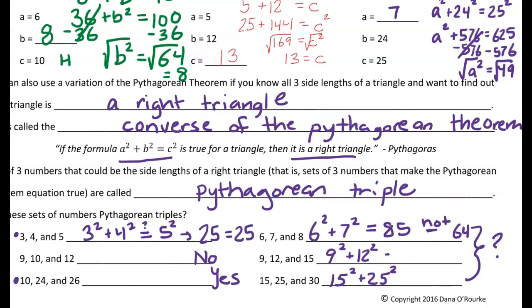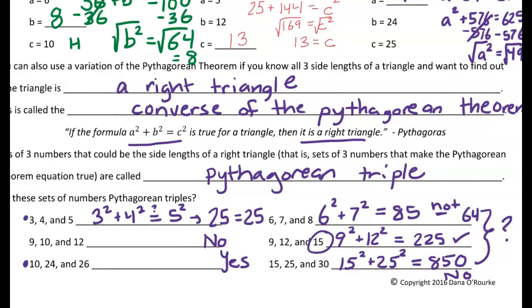When you add these together, you get 225, which in fact is 15 squared. So that's pretty good. And this is another no-go. When you add these together, you get 850, which is not 30 squared.